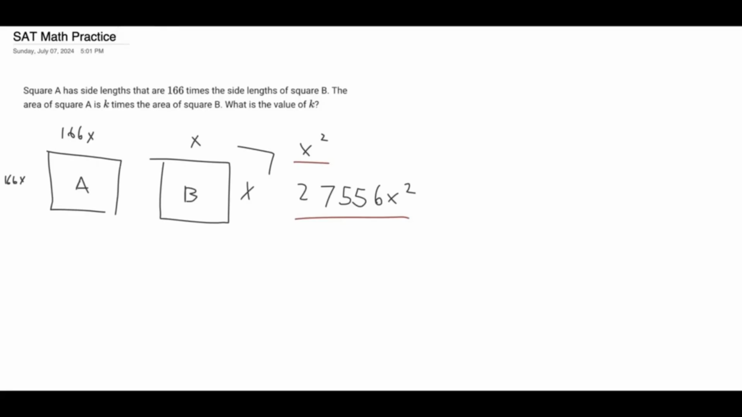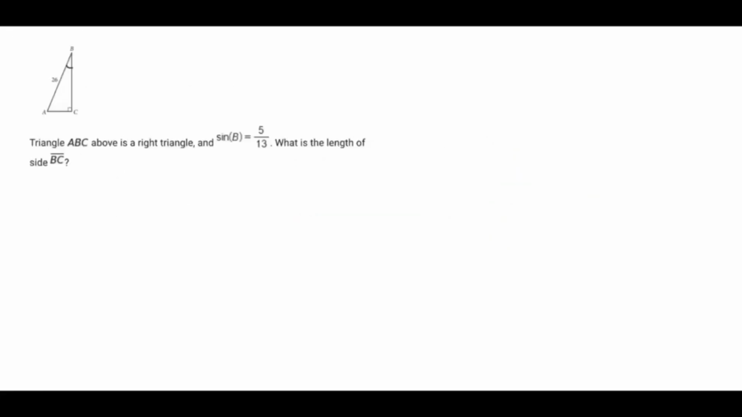So let's say the side length of B was 1, right? So then we would get 1 squared. 1 squared is just 1. And then since 1 squared is 1, then we know for the bottom part, this is just equivalent to 27,556. We can clearly see the relationship here that the area of square A is 27,556 times the area of square B.